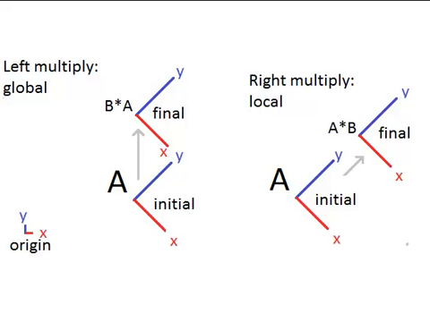In short, left multiplication by B means the translation happens globally, or relative to the origin. Right multiplication by B means the translation happens locally, or relative to A's transformation. Keep in mind, this is all because FBX uses right multiplication of vectors by the transformation.